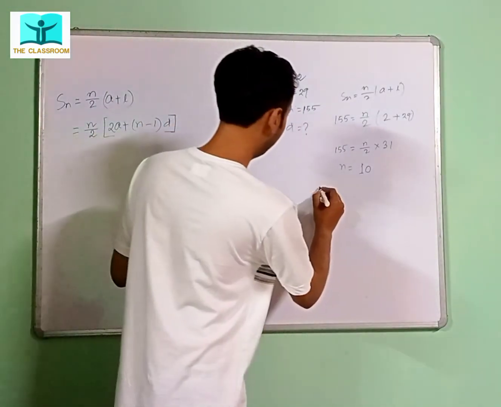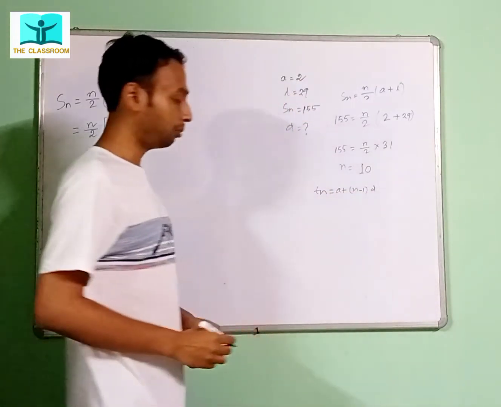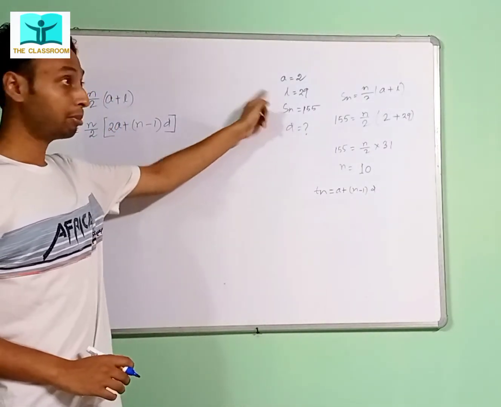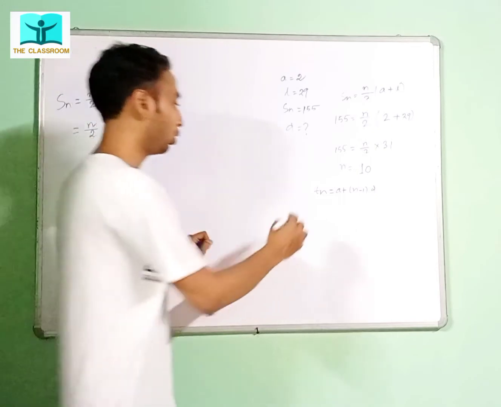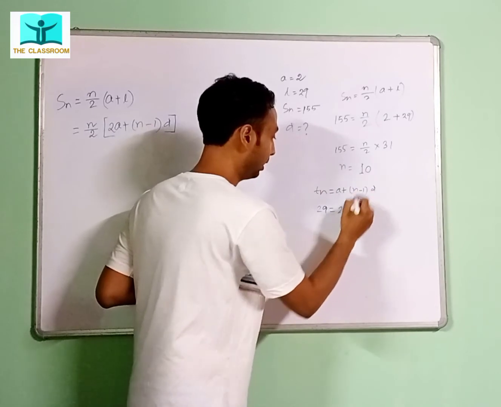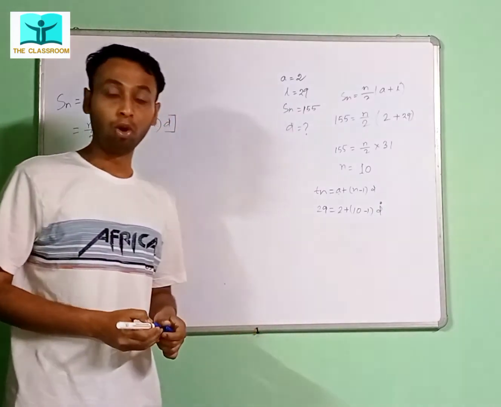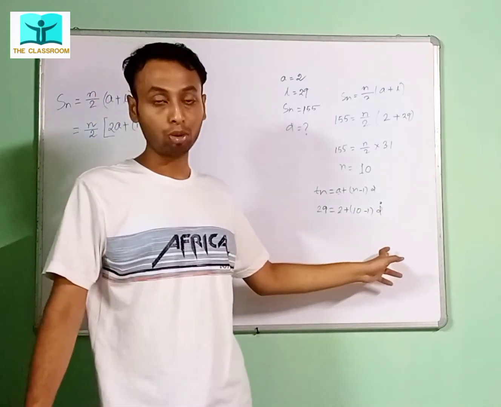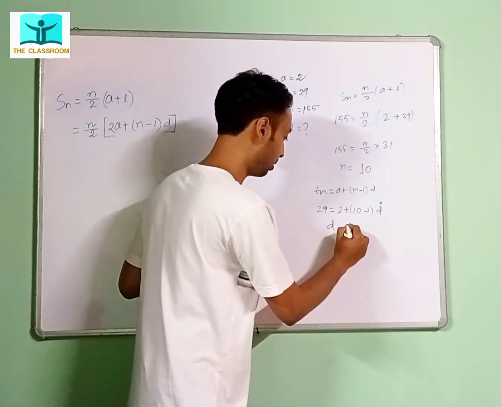Again, Tn equals a plus (n minus 1) into d. If we apply this formula, Tn equals 29, that is, the last term is 29. Then I can write 29 equals a, that is 2, plus (10 minus 1) into d. This is the unknown value, and I can find d by calculating this equation. And what is the value of d? D equals 3.